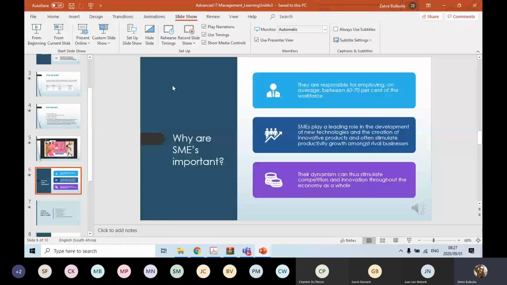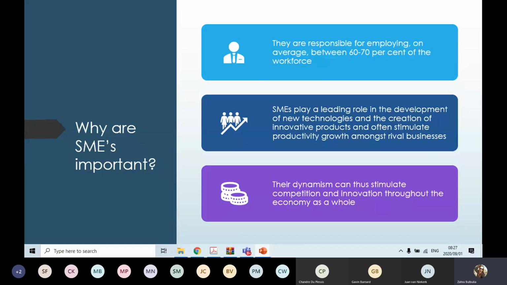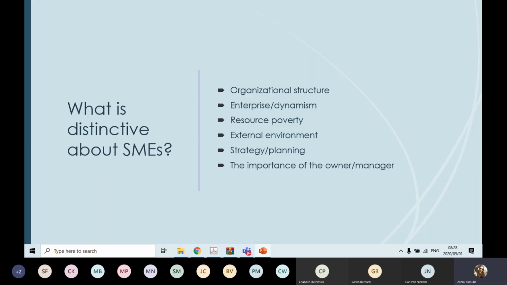We're going to talk about why SMEs are important. Why are small medium enterprises important? Well, they are responsible for employing on average between 60 to 70% of the workforce. SMEs play a leading role in the development of new technologies and the creation of innovative products, and often stimulate productivity growth amongst rival businesses. Their dynamicism can thus stimulate competition and innovation throughout the economy as a whole.